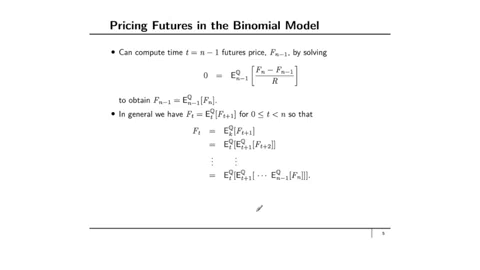Okay, how do we price a futures contract in the binomial model? Well, we're going to work backwards from time n, the maturity of the futures contract. So we know it costs nothing to enter into a futures contract at time n minus 1. So 0 is the initial value of the futures contract. As I said in the previous slide, a futures contract is always worth 0.